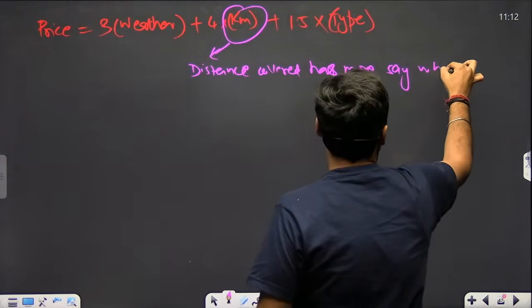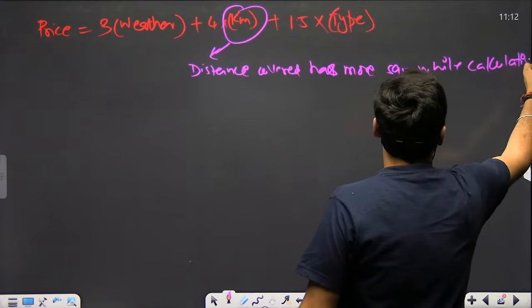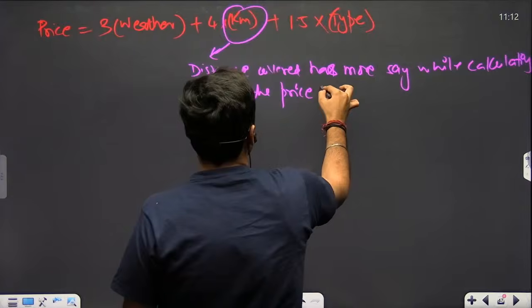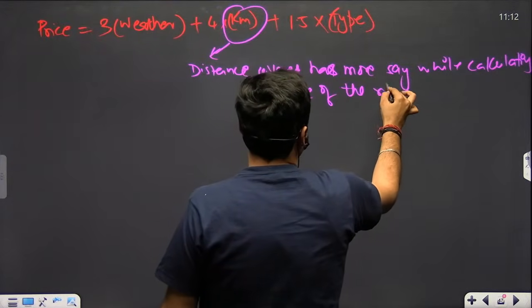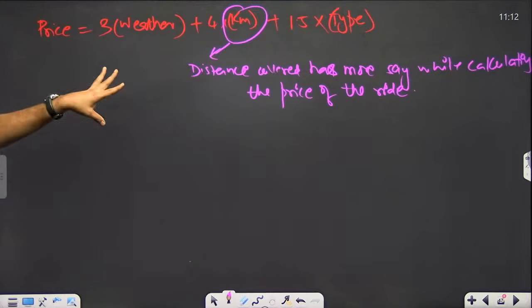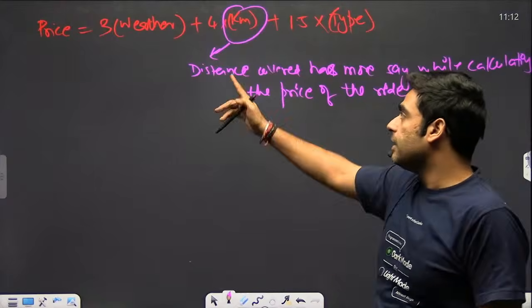So this is what a linear regression model's coefficient signifies. Very important, this is the basic, very important.